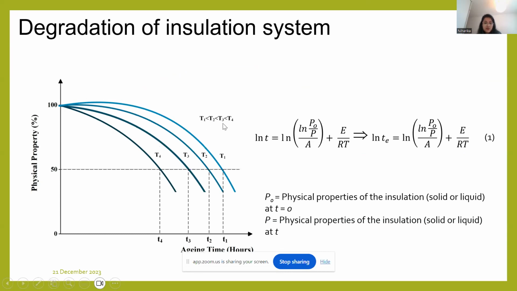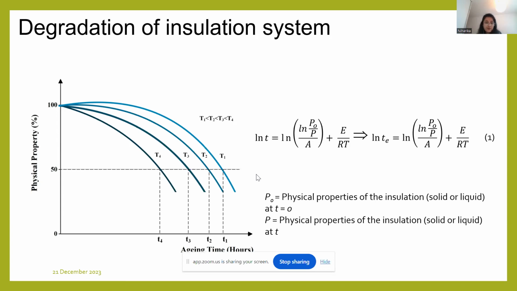T1, T2, T3, and T4 you can consider as the temperatures, where T4 is a higher temperature, and then we have t1, t2 in small letters, which are the times. As the temperature is higher, it is very likely that the physical property of the insulation degrades at a faster rate. We can see this from the graph. This is just an idea about how the degradation occurs when the thermal stress is increased at a higher temperature.